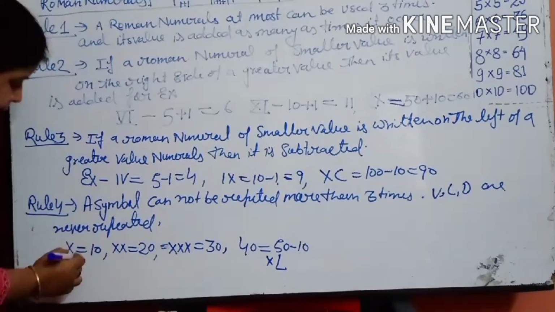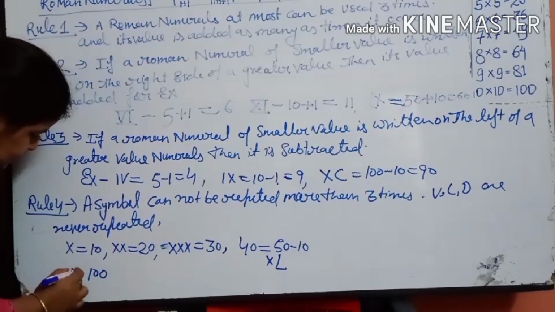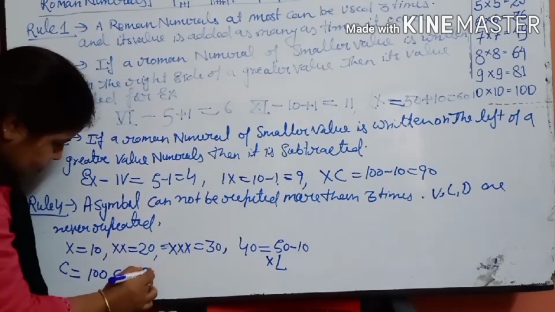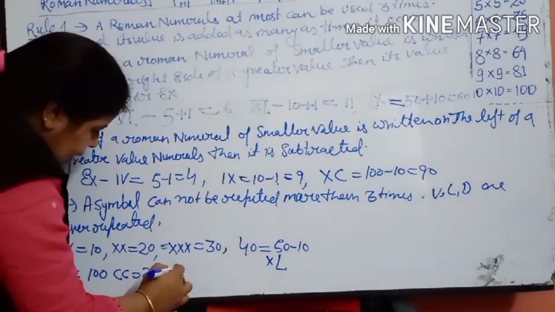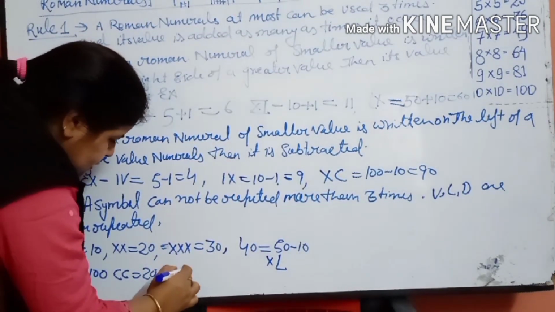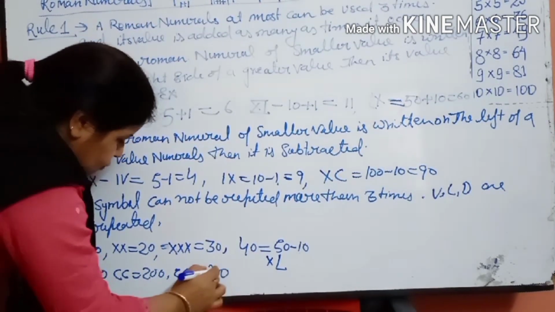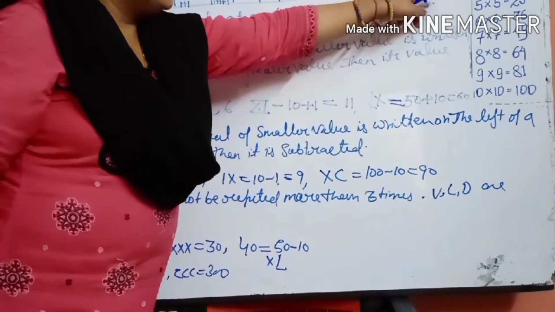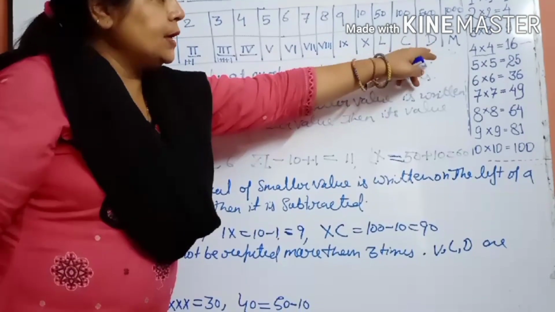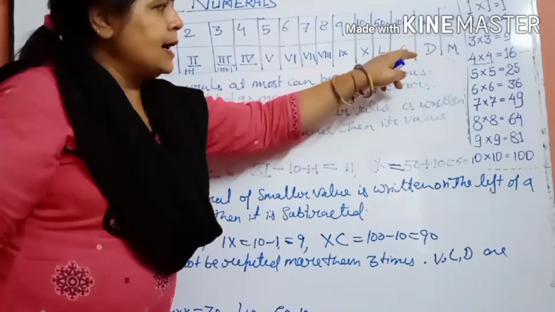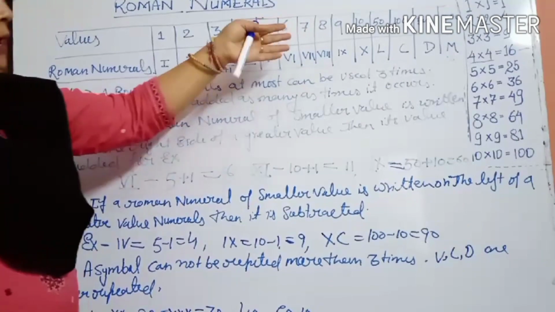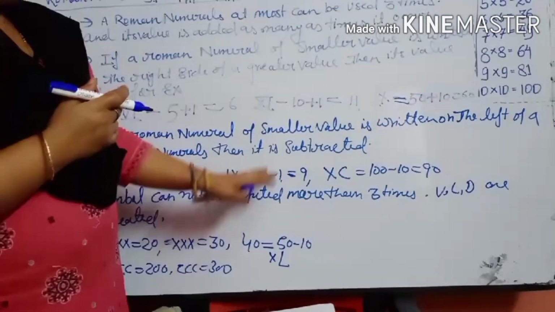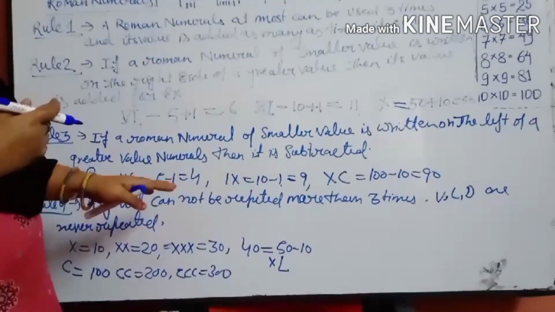In the same way, for 100 we can write C. For 200 we will write 2 times C, it will become 200. For 300 we will write 3 times C, it will become 300. For 400, what will we write? For 500 we are writing D, so it will become CD. CD means 500 minus 100, it will be 400. Now maybe everybody of you has understood up to here.